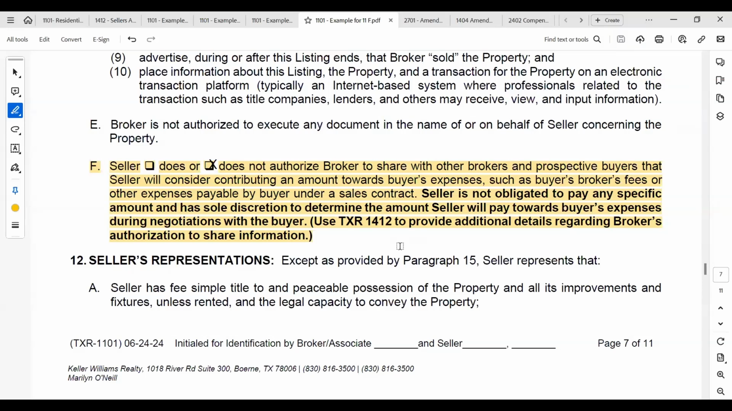But Marilyn, it's not compensation. It is considering a contribution towards the buyer's expenses only. Just to clarify, this has nothing to do with section 5 that we just discussed. Correct. Okay. You're right. Yes, ma'am. This is a contribution to buyer's expenses. It's not about compensation.